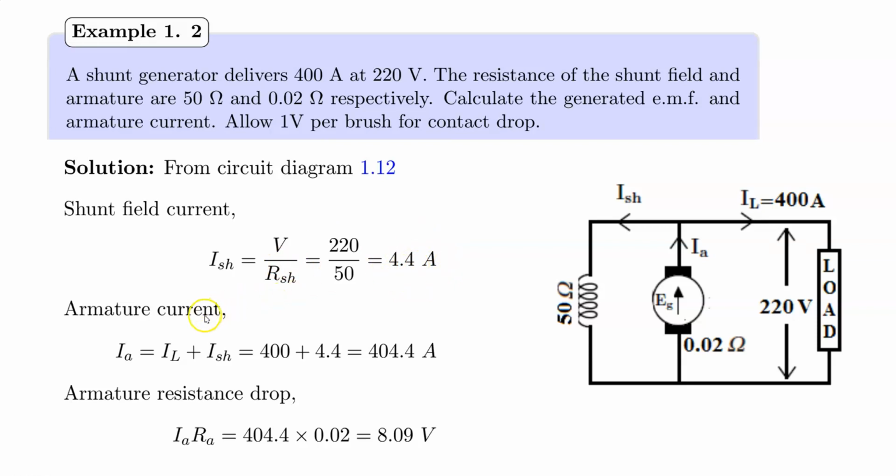Now armature current. We know that for a shunt generator, armature current is equal to IL plus ISH. This armature current moves towards the junction and is split into two. That means IA is equal to ISH plus IL. We know the value of IL and we have already calculated the value of ISH. Then we will get the value of IA. Next we have to find the armature resistance drop, IARA. We know the value of IA and RA, so just find the value of IARA.